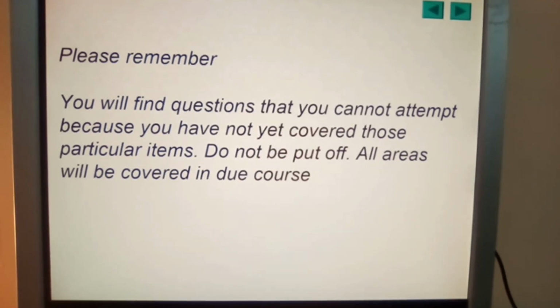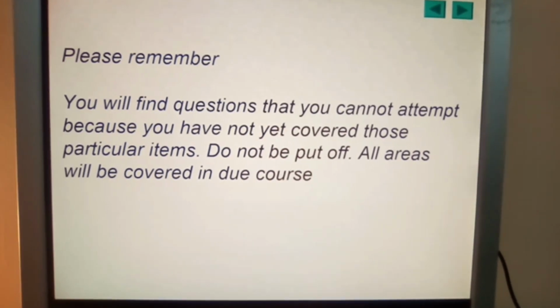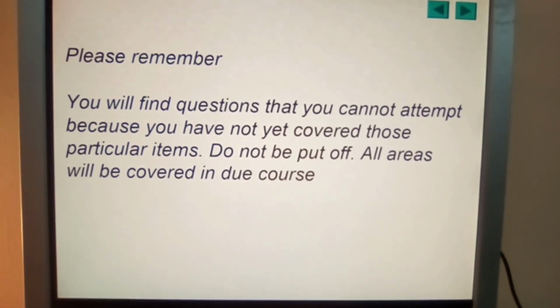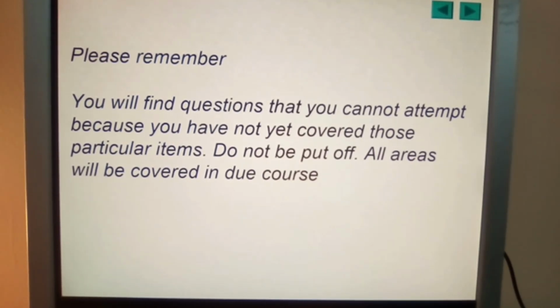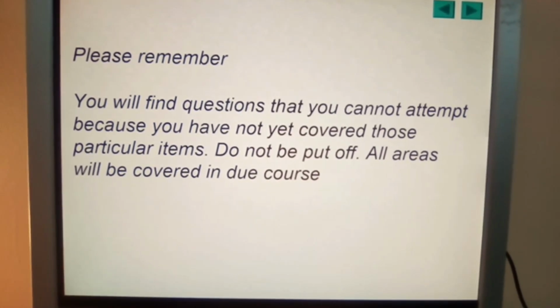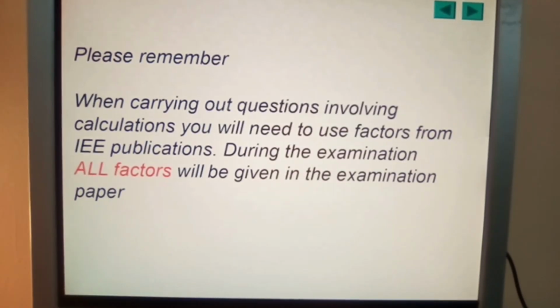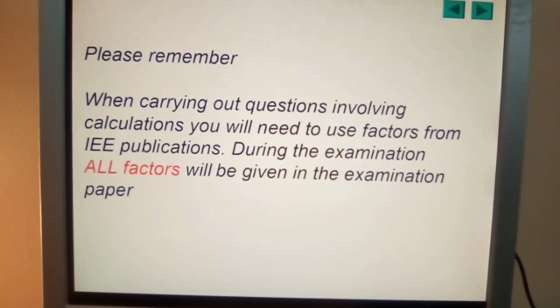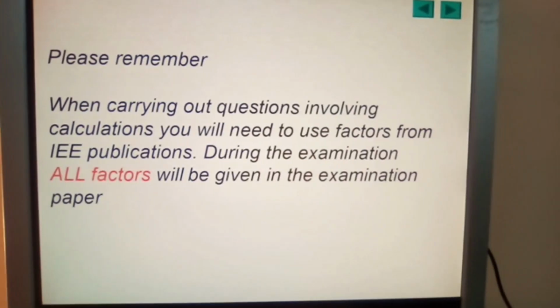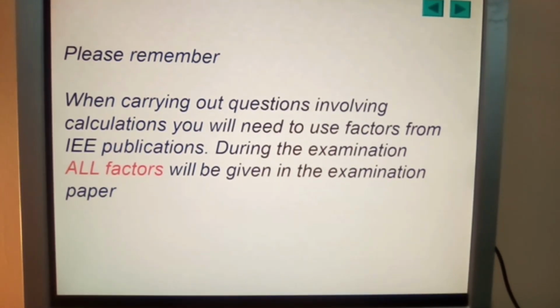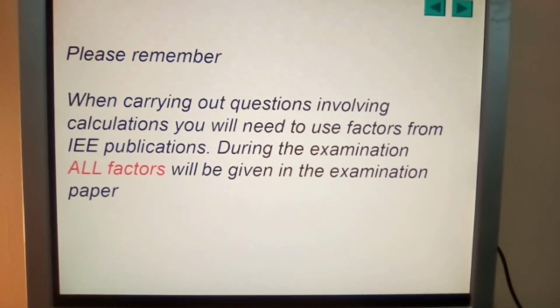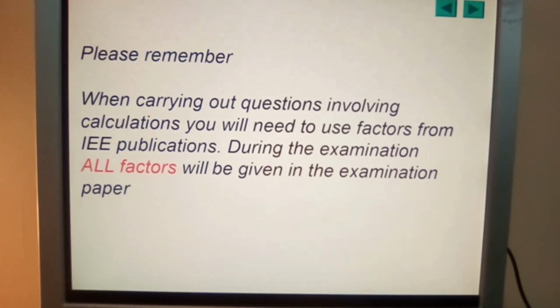Now, please remember, you will find questions that you cannot attempt because you have not yet covered those particular items. Do not be put off. All areas will be covered in due course. Please remember, when carrying out questions involving calculations, you will need to use factors from IEE publications during the examination. All factors will be given in the examination paper.